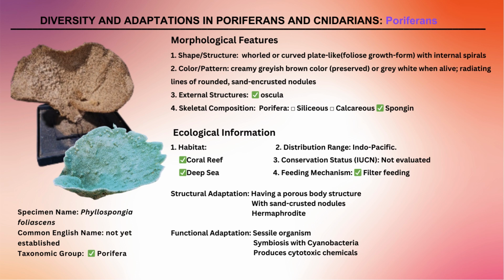Phylospongia foliescens also produces cytotoxic chemicals to deter predators and prevent them from feeding on the sponge by causing cellular damage or making the sponge unpalatable. These chemicals also serve as antimicrobial agents, protecting the sponge from infections and competing organisms by inhibiting their growth.